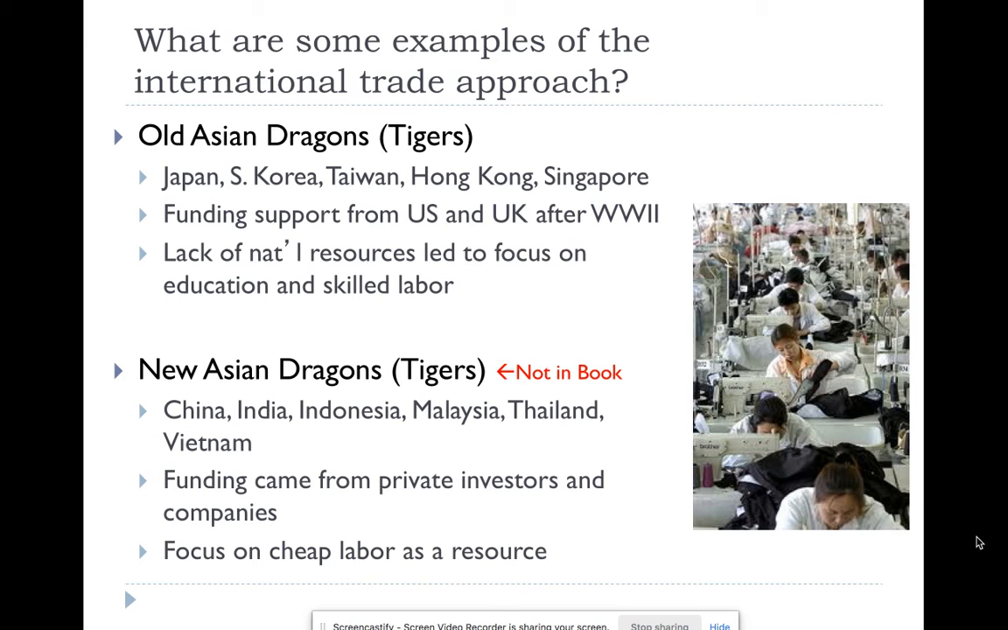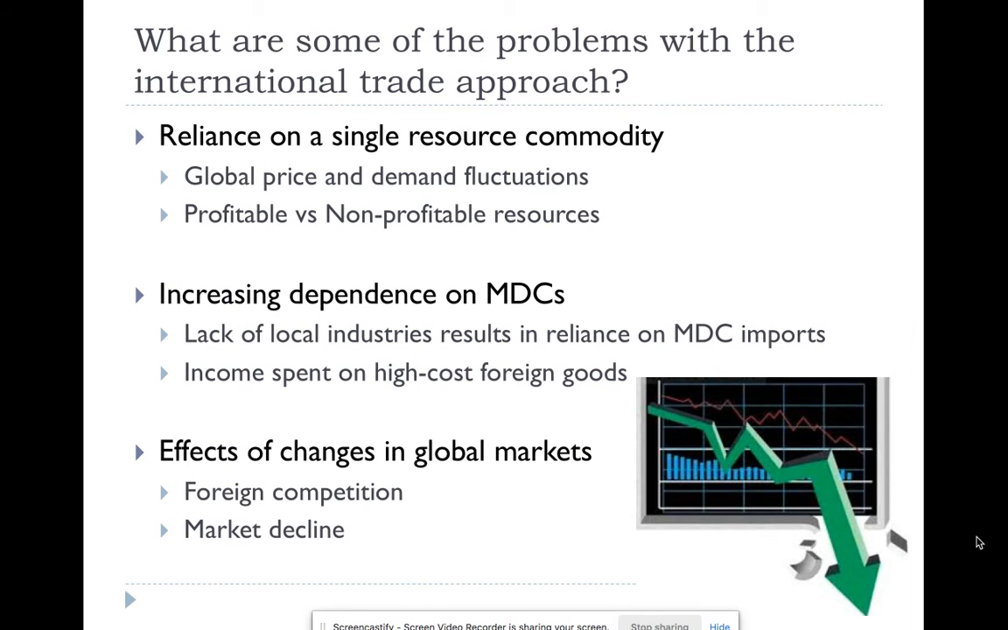Their funding is coming a lot of times from private corporations and private investors. But they're focusing, instead of on the skilled labor and the education, they're actually focusing on cheap labor as a resource. So if you check, a lot of things like your clothing, shoes, other items like that, they actually come from these new Asian dragon countries, because they have very cheap labor. The cheaper the labor, the easier it is for you to lower the prices of products. All right, and so that's what we see here.